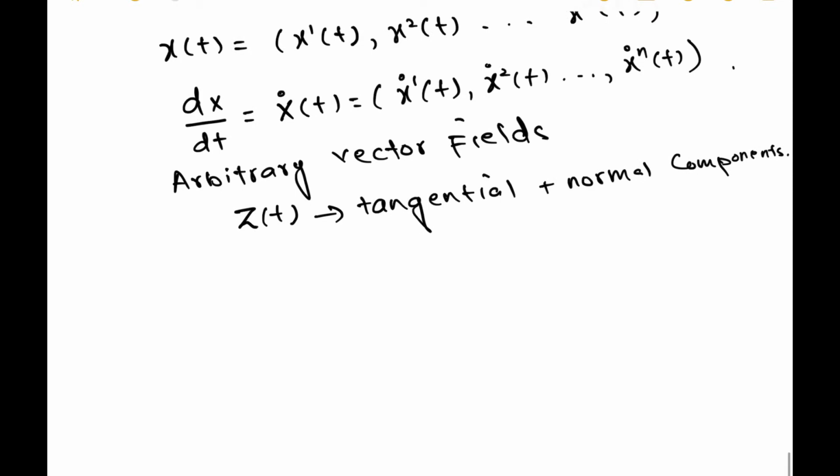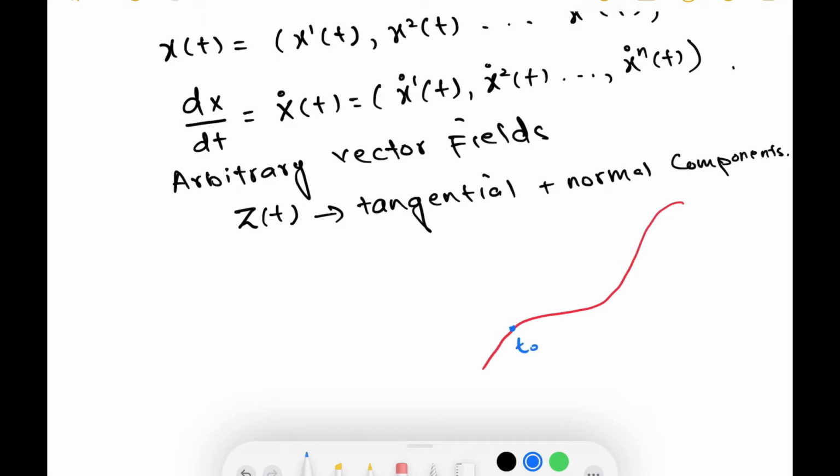Let me redraw this curve over here. Let me say this is the point which is parameterized by t naught, and the vector field over here is z(t naught). Let me take another point on this curve, where the position is t naught plus delta t. So, this is x(t naught), this is x(t naught plus delta t), and at this position the vector field that we have is, let me say, in this direction.